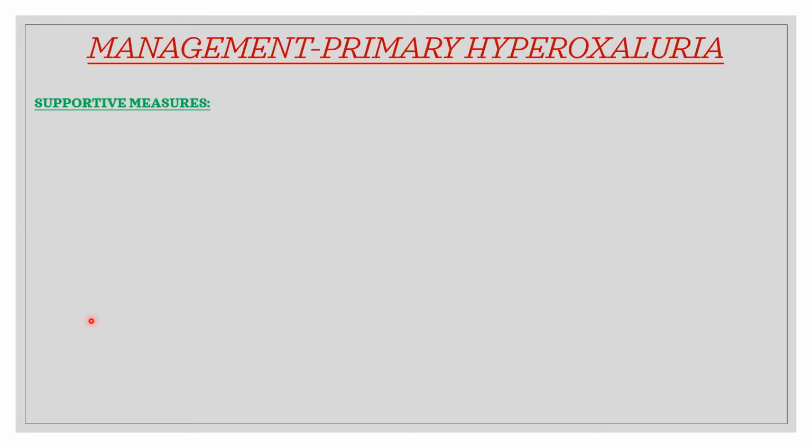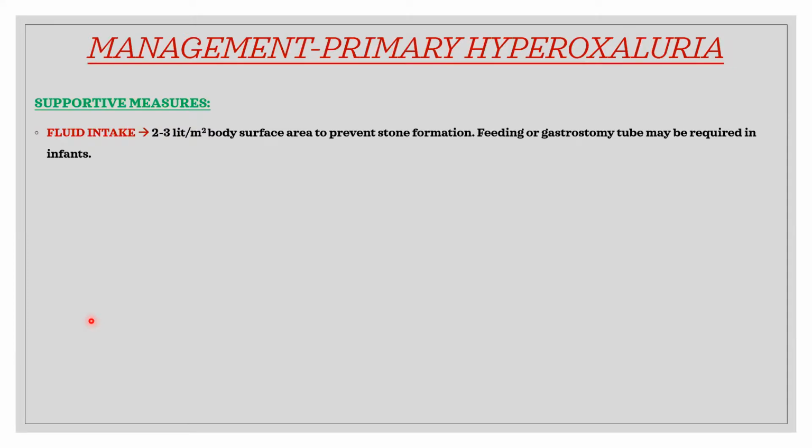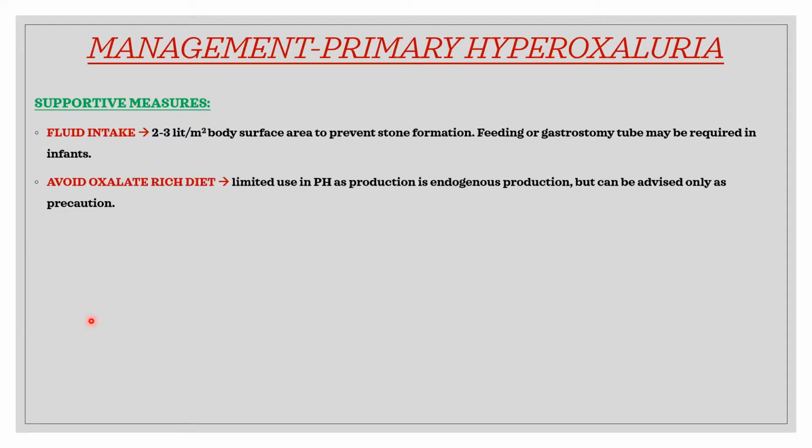Coming to the management of primary hyperoxaluria, coming to the supportive measures, mainly fluid intake. Excess fluid intake is a must in primary hyperoxaluria management, around 2 to 3 liters per meter square body surface area. And next, avoid oxalate diet. Generally, primary hyperoxaluria is due to endogenous production of oxalate.